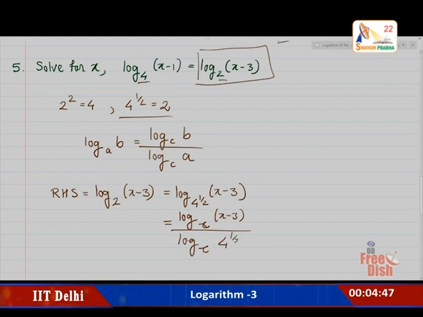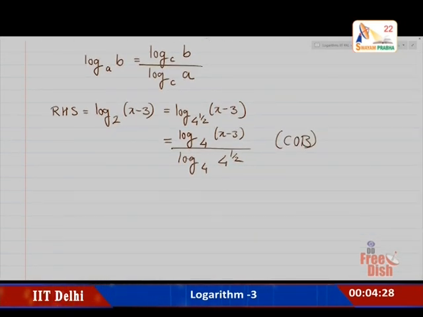Now, the interesting part is I can choose this c because c is arbitrary. So, to simplify calculations, I can choose this c to be 4. Okay. The same change will appear here. This is due to change of base, okay, COB, you can call it COB. If the same base appears here, then the problem becomes very simple.